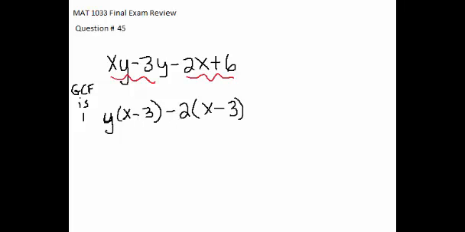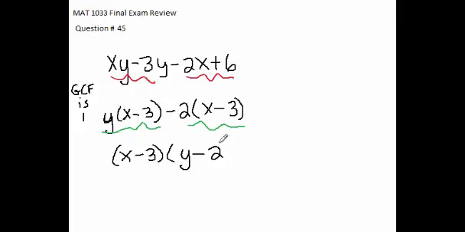But if I look at the 2 terms, do you notice that there is a common factor of x minus 3? And if I factor that out of those 2 terms, I end up with x minus 3 times the quantity y minus 2. If you multiply those 2 binomials together, you'll get the 4-term polynomial we started with.